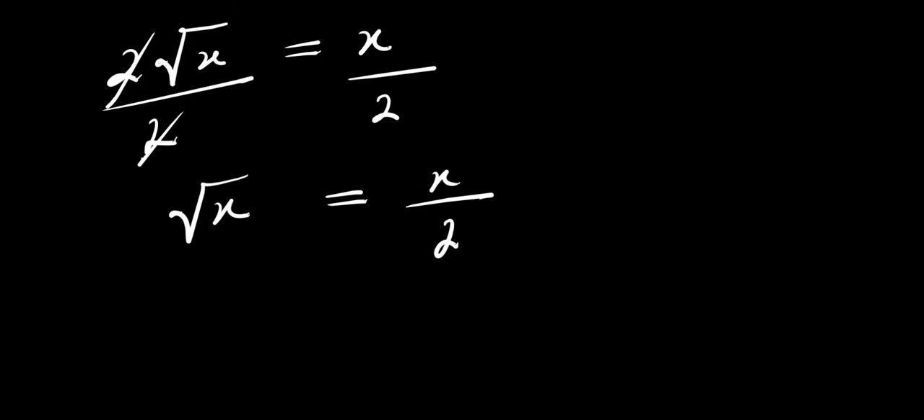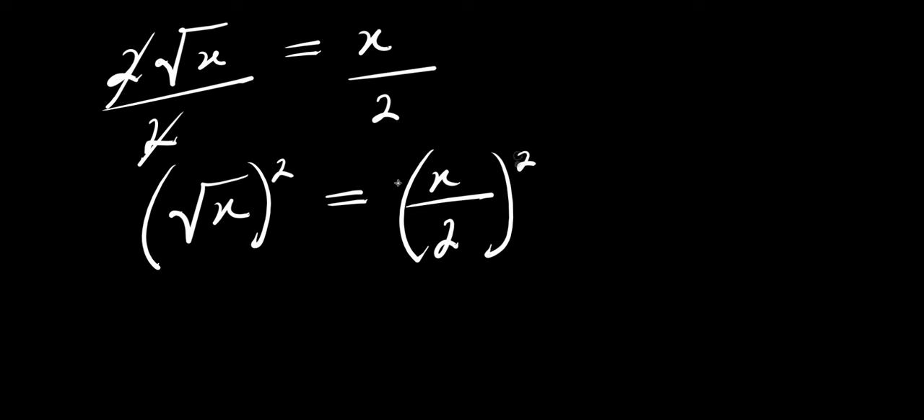So the next step will be to take the squares of both sides of this equation. I raise this to the power of 2. I raise this to the power of 2. So what happens here is that this eliminates this. I have x equals this.